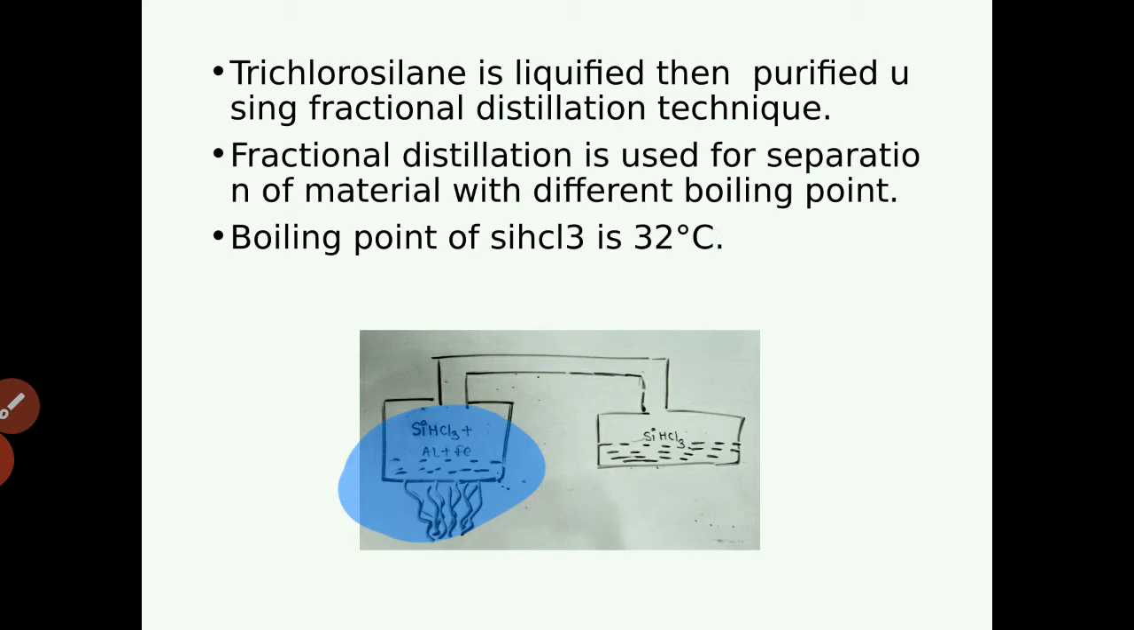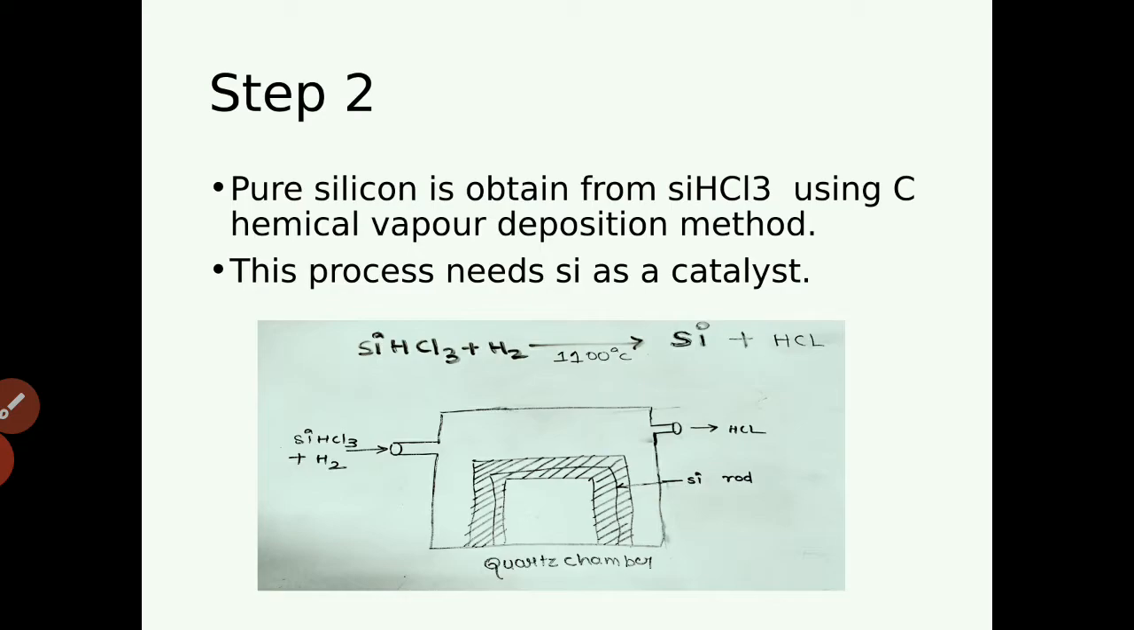Now we need to convert this trichlorosilane into pure silicon form. To do this, we use the chemical vapor deposition method. In this method, we use a chamber where we put trichlorosilane with hydrogen gas, and we maintain the temperature of this furnace at 1100 degrees centigrade. The trichlorosilane reacts with the hydrogen and creates silicon. This silicon is electronic grade silicon, and the byproduct is HCl, which goes away from the furnace.